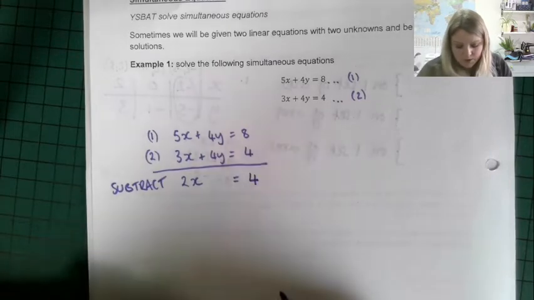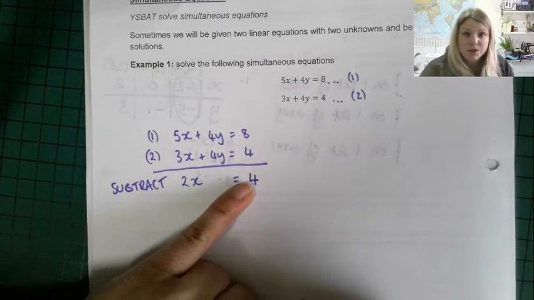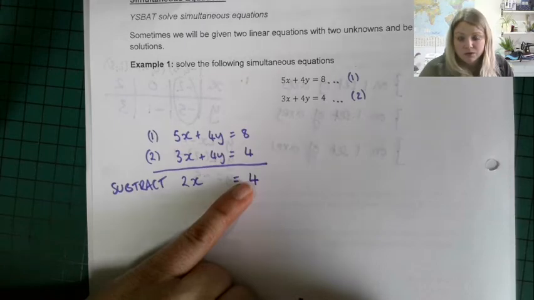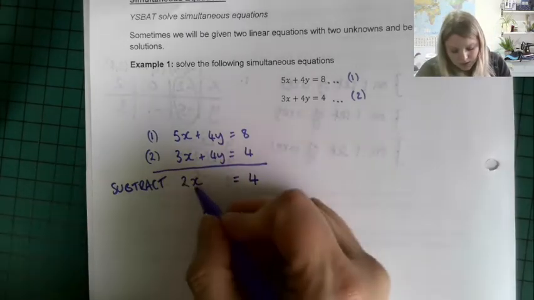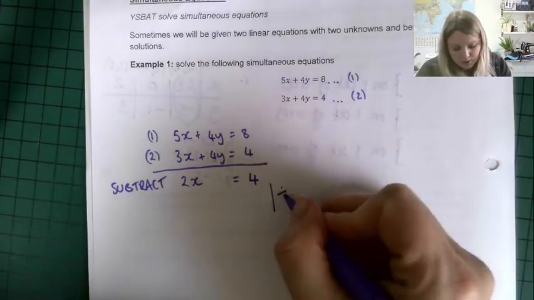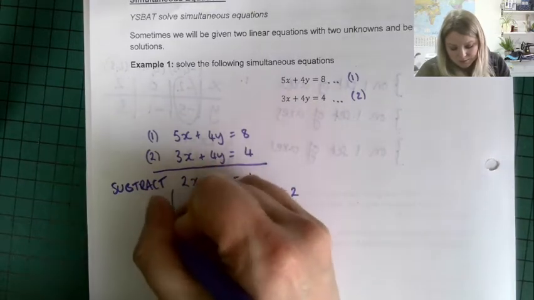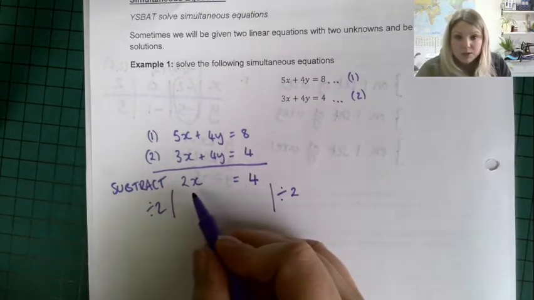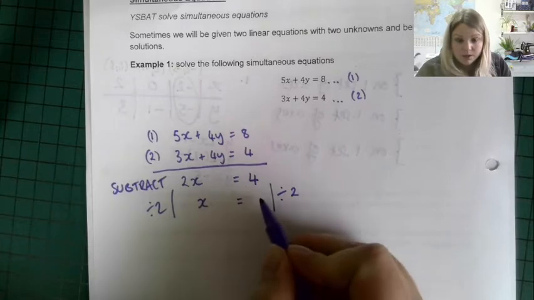gives me 4. So now we have 2x equals 4, which is just a normal equation that we know how to solve. So let's solve it. To get x on its own, I have to divide both sides of my equation by 2. So 2x equals 4, divide by 2 gives me x equals 2.